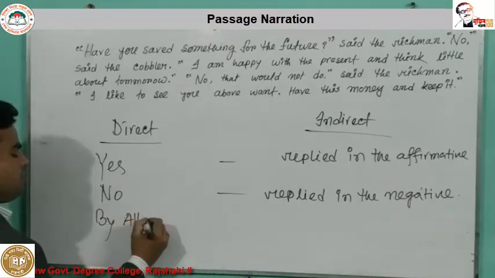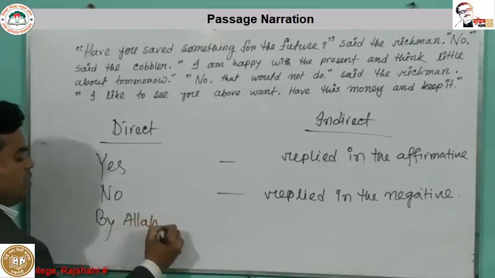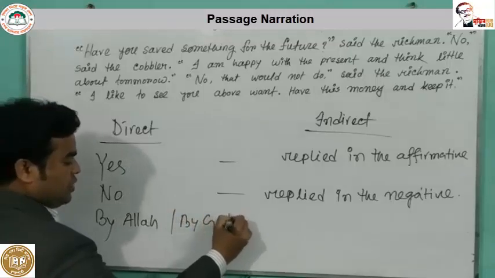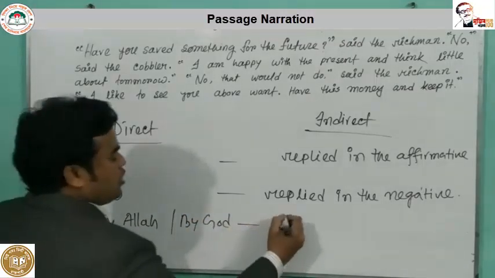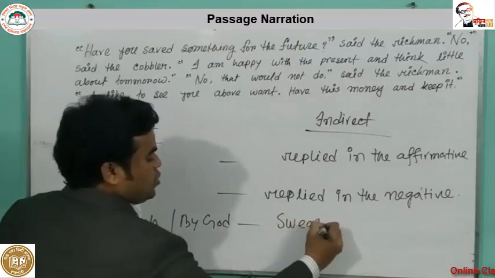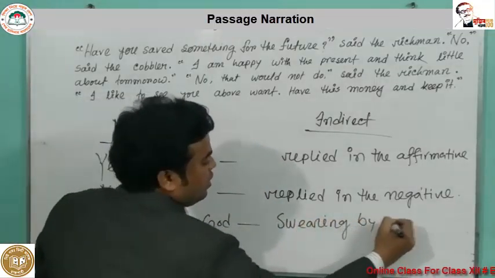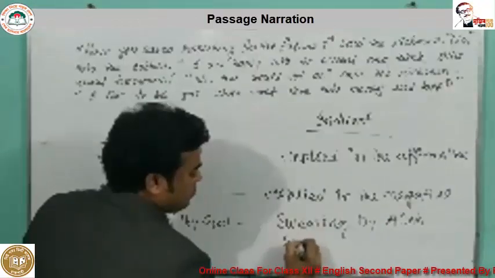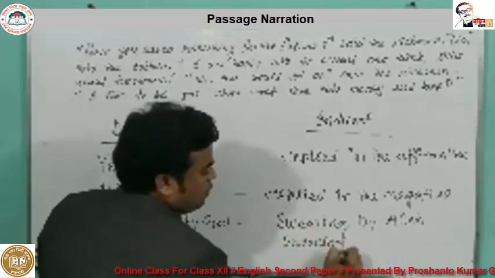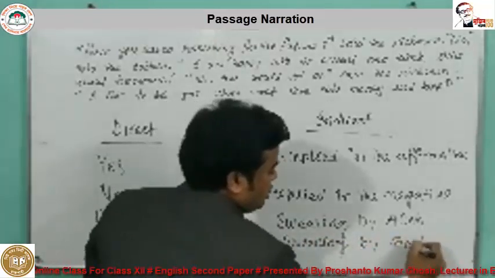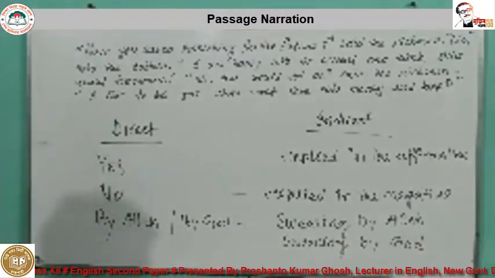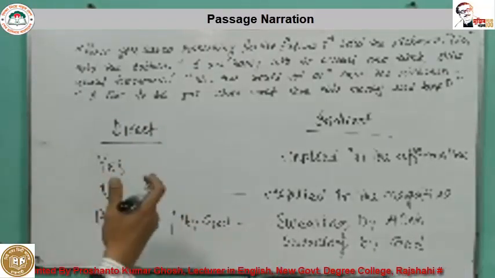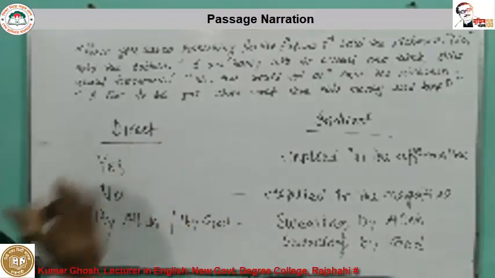And instead of "by Allah" or "by God", etc., you just have to use "swearing by Allah" or "swearing by God", etc. Hope you understand, dear learners. These are very important in changing speech in a passage, especially from direct to indirect.